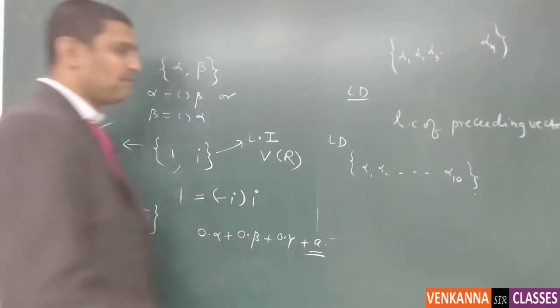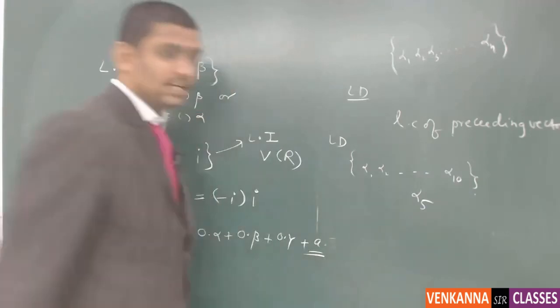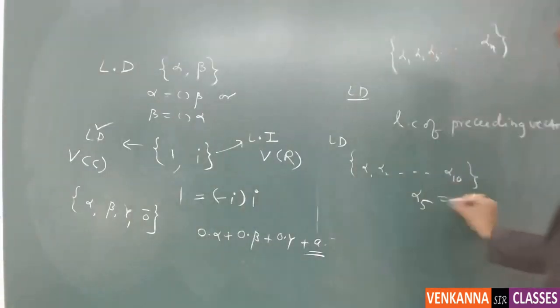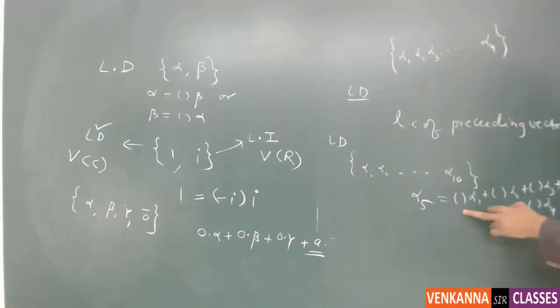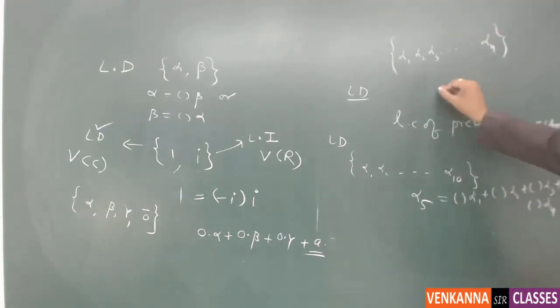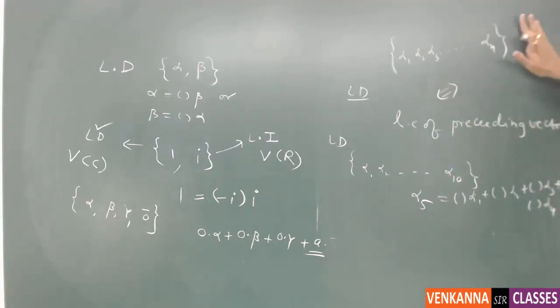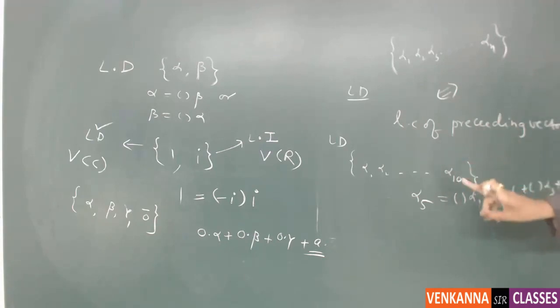Let me say it is alpha 5. It means that you can write alpha 5 as some number into alpha 1 plus some number into alpha 2 plus some number into alpha 3 plus some number into alpha 4. So alpha 1, alpha 2, alpha 3, alpha 4 are the preceding vectors. So you can write alpha 5 as a linear combination of preceding vectors. So it is an if and only if condition, you can say. If the set is LD, you can find at least one vector which is a linear combination of the preceding vectors.